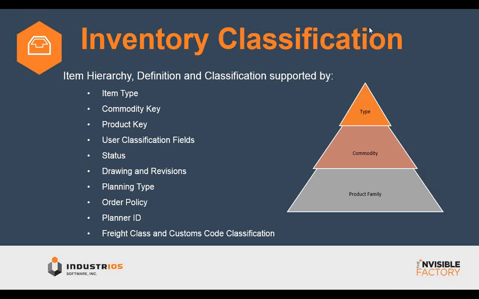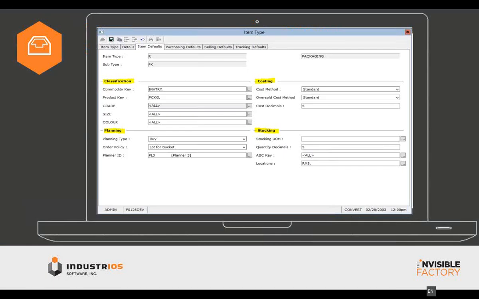Next slide, please. So this slide, we are parked on the item type maintenance screen. And this screen allows us to define that top level pyramid, but more importantly, helps us determine the classification, planning, costing, and stocking attributes related to the items that will be included in that type group. We're going to talk about each of these areas briefly.